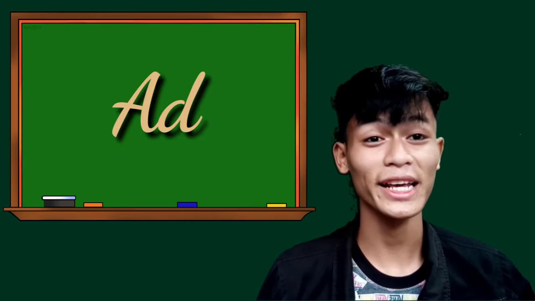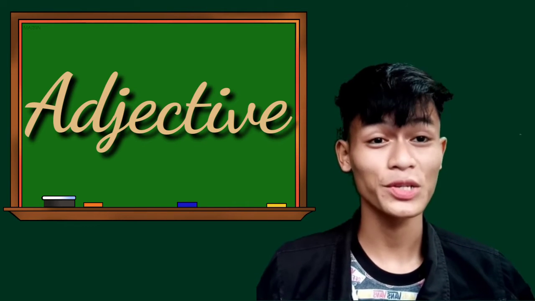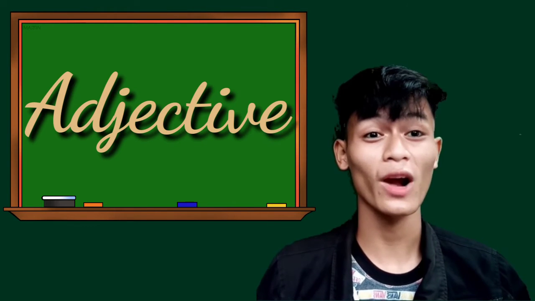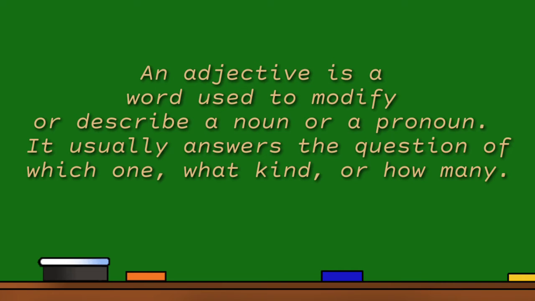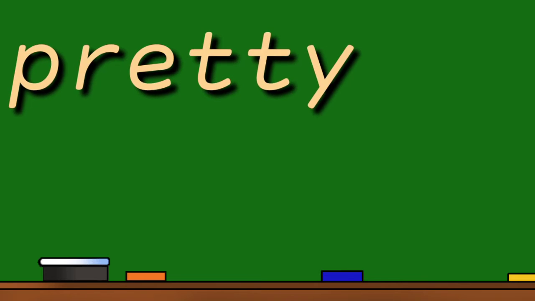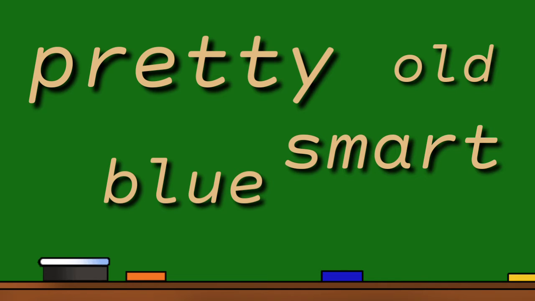The fourth part of speech is the adjective. What is an adjective? An adjective is a word used to describe or modify a noun or a pronoun. An adjective usually answers the question of which one, what kind, or how many. For example, we have pretty, old, blue, and smart.